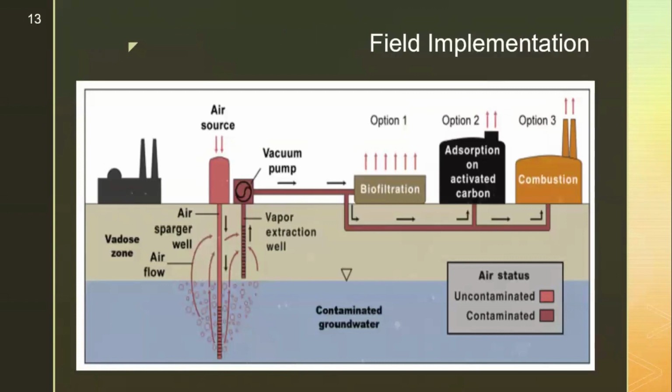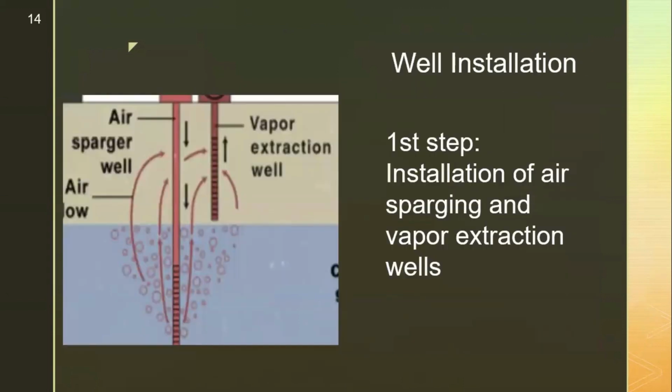The next topic is field implementation of the air stripper system. The first step of implementation of the air stripper in the field is the installation of the wells, the air sparging and vapor extraction wells.